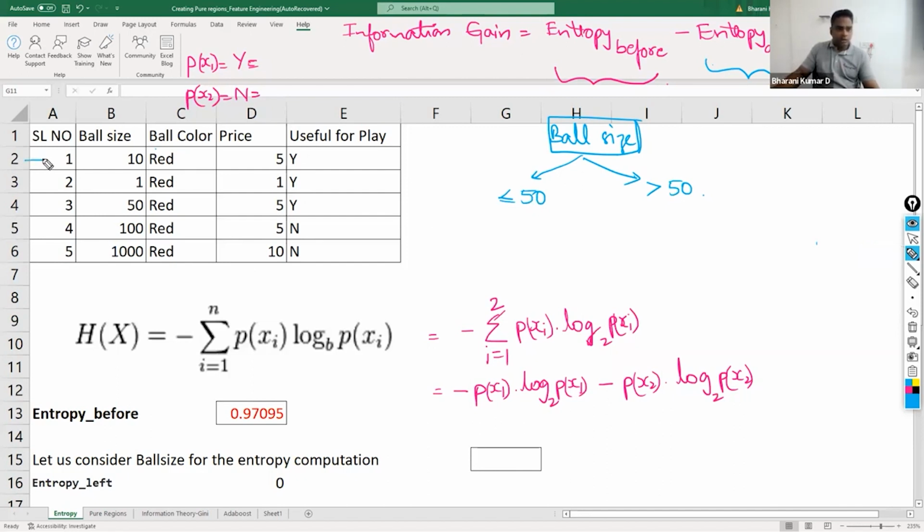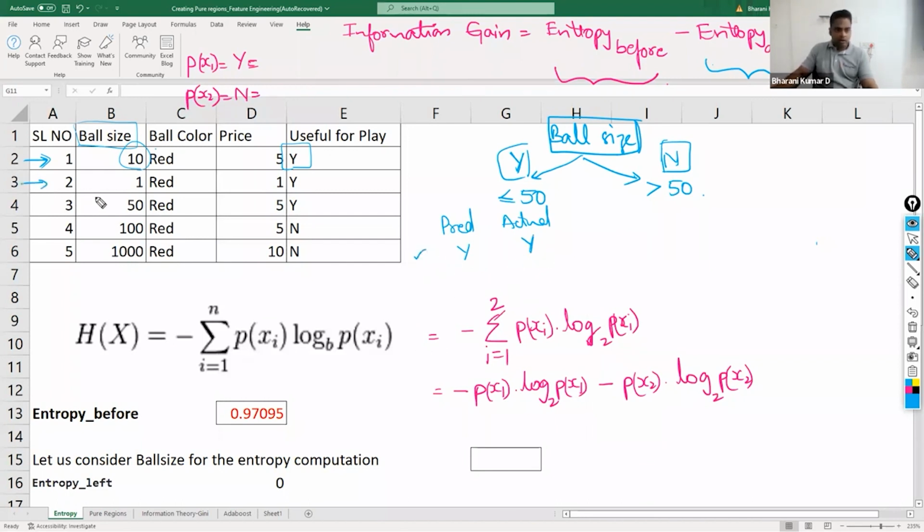Okay. So you have ball size less than or equal to 50 and greater than 50. Say you're applying this prediction rule, or classification rule, on this. We're going to the first rule. 10. Is 10 greater than 50? No. Is it less than 50? Yes. So what would be the predicted value? This is the rule for yes, this is the rule for no. If the ball size is less than 50, the predicted value will be yes. But what does the actual value say? Actual value also says yes. So is there any error? No.